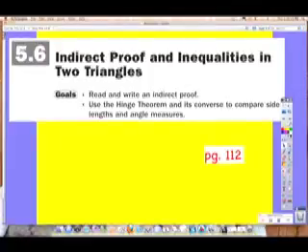5, 6. We're going to talk about indirect proof and inequalities in two triangles. The great thing about this section is we already talked about inequalities in triangles. We did that yesterday. So today totally builds off of yesterday. Other than this brand new thing right here. Guys, underline it. It's kind of weird, but I'll show you what that is.